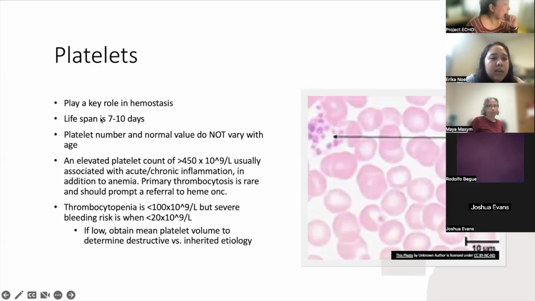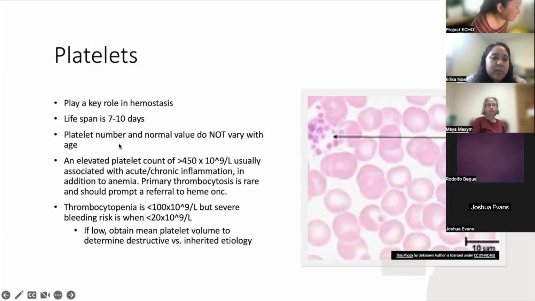So an elevated platelet count can be caused by acute or chronic inflammation in addition to anemia. So kids who are anemic, particularly severe anemia, can also trigger the bone marrow to create more platelets. So it can cause elevated platelet counts as well.